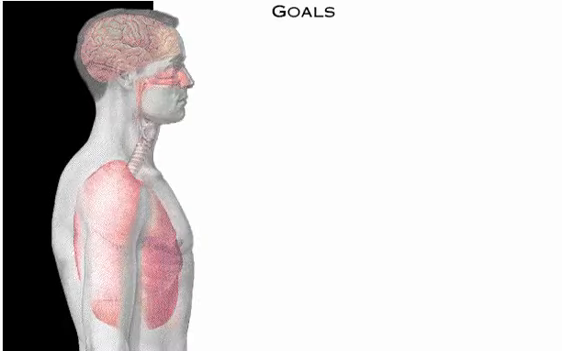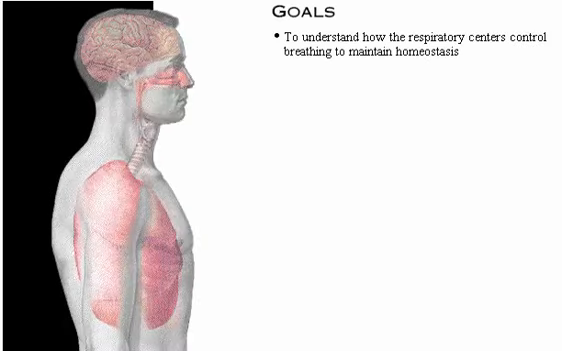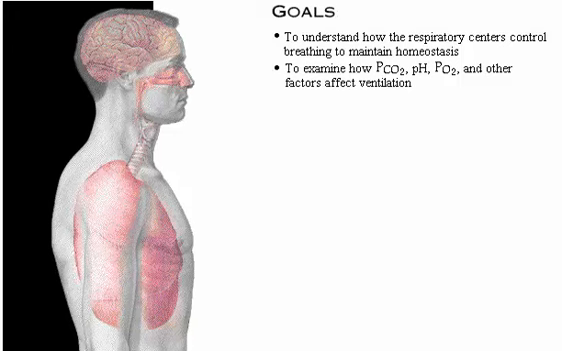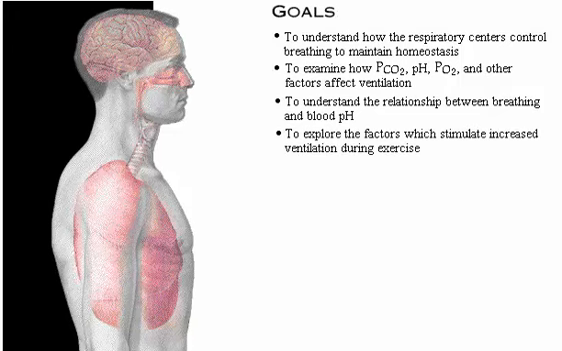Your goals for learning are to understand how the respiratory centers control breathing to maintain homeostasis, to examine how PCO2, pH, PO2, and other factors affect ventilation, to understand the relationship between breathing and blood pH, to explore the factors which stimulate increased ventilation during exercise.